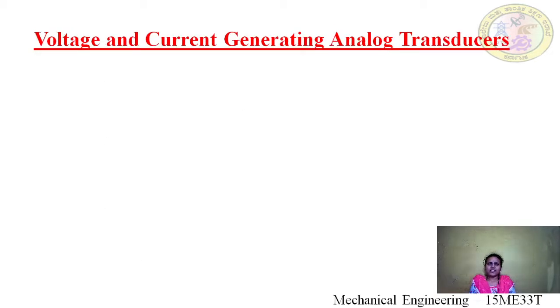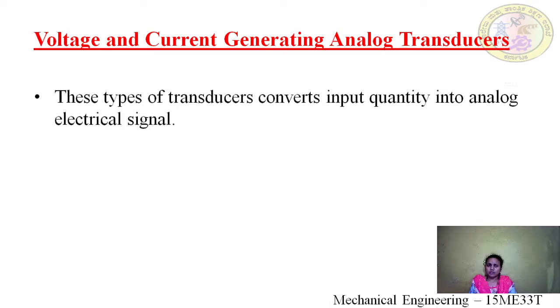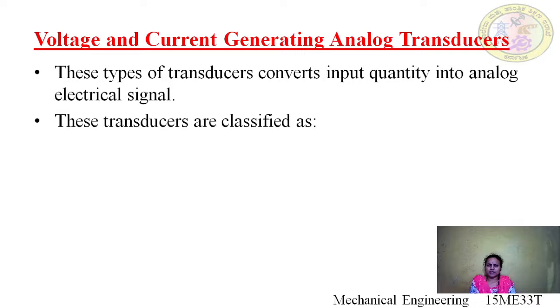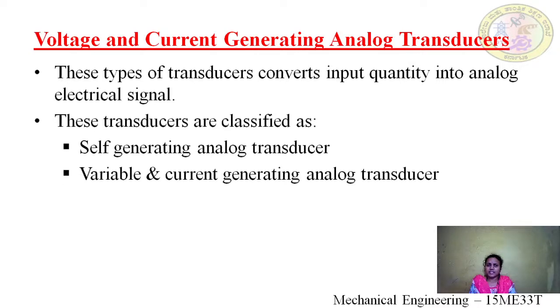So let's start with the topic called voltage and current generating analog transducers. In this type of transducer, an input quantity is converted into an electrical signal. There are two types of transducers: the self-generating analog transducer, and the variable and current generating analog transducer.